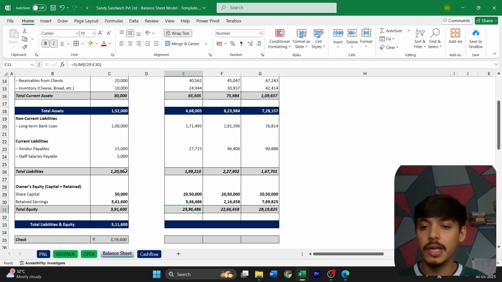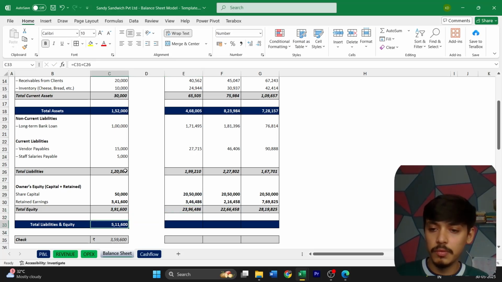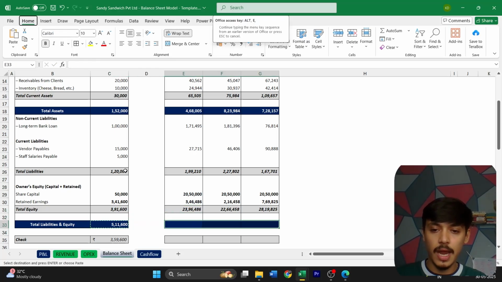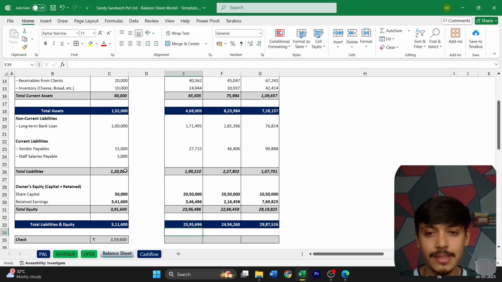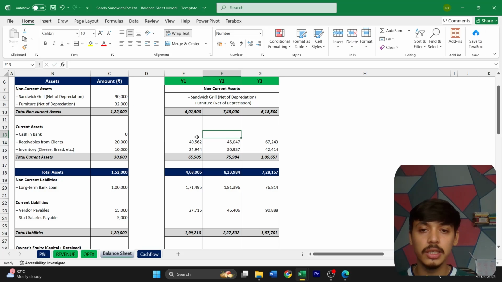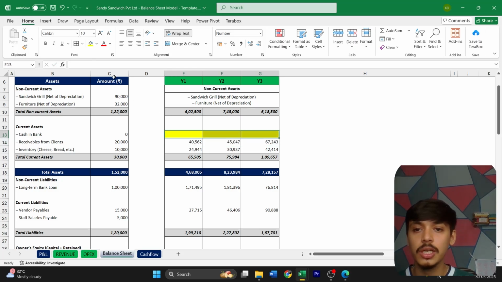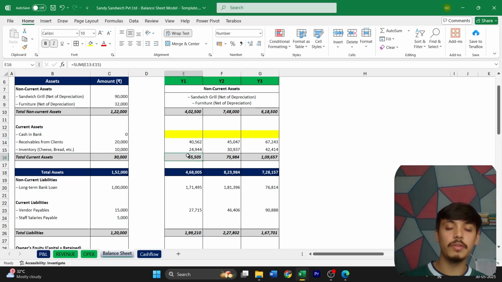Perfect. So now that we have all the totals with us, we will calculate total equity and liabilities. So we have 25,95,696 worth of liabilities and equity, and we can see that the total assets are only 4,68,000. This is because we have not plugged in the cash amount in our balance sheet, and that will be done when we calculate the entire cash flow. So cash flow is what we are going to see in module number 5.